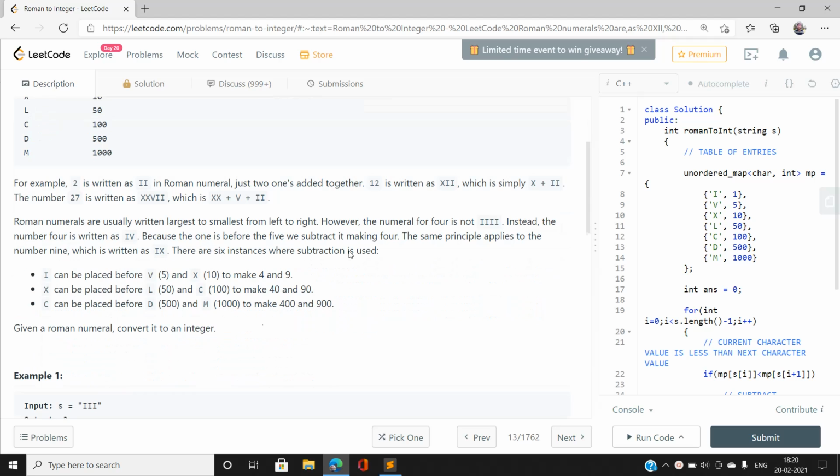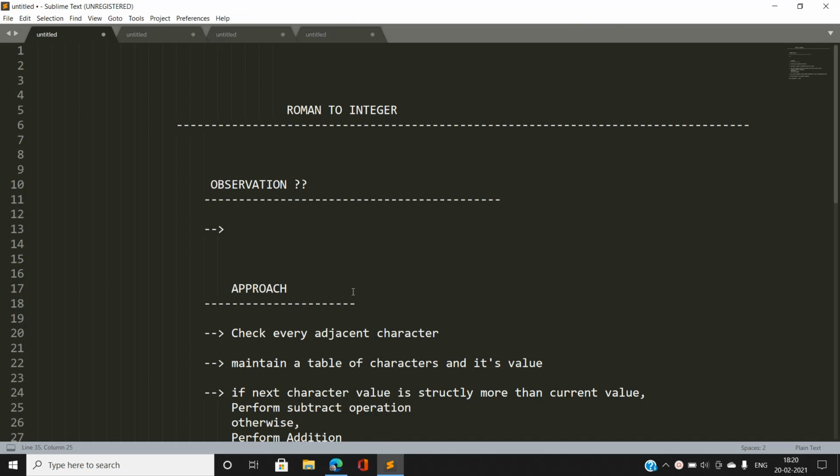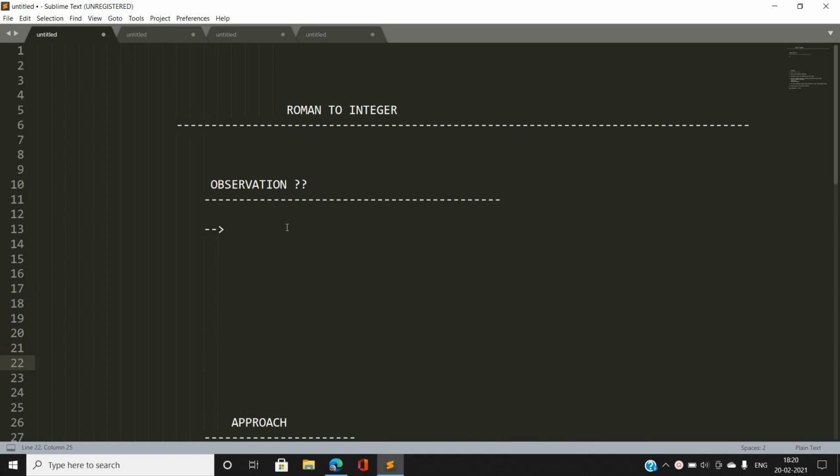So how am I going to convert the given Roman string into integer? Okay, so let's move on further. First I am going to discuss the key observation that is pretty much useful here. Suppose we have the value 3, then note that 3 can be written as 5 minus 2. This is the main observation here.